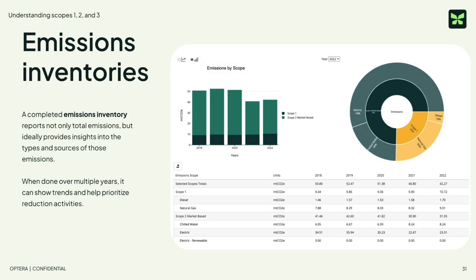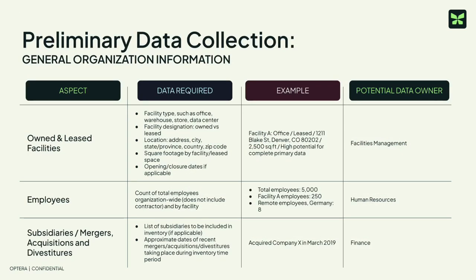A greenhouse gas emissions inventory, broken down by the three scopes, provides an organization with insights into the types and sources of those emissions. In order to build an inventory, an organization will have to identify and collect a few key pieces of information about its operations. Before gathering any emissions data, it's helpful to identify and gather some preliminary data about your organization.